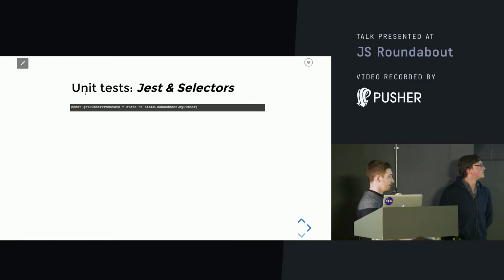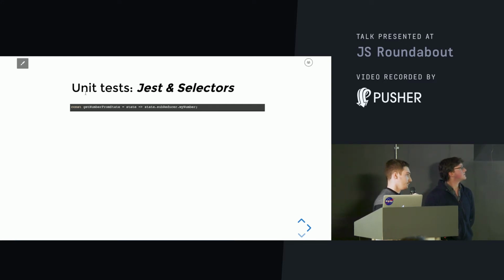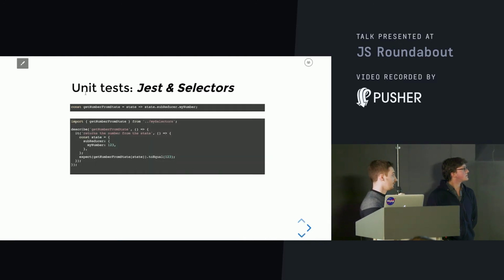Then you want to test that your component, if it uses selectors to get data from the store, does it correctly. So you want to test your selectors. For instance, I've got a selector that from the state returns a number, which is in a subreducer. So how do we test this? Well, you mock the state. You create a fake state with a subreducer and your number inside. You test your function and you expect it to return the correct value. And then if it changes, it will break.